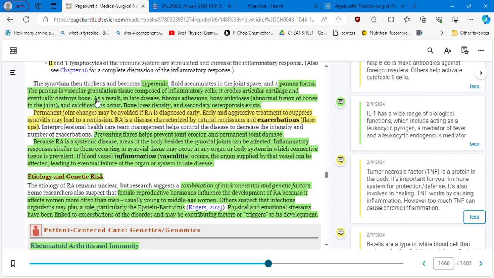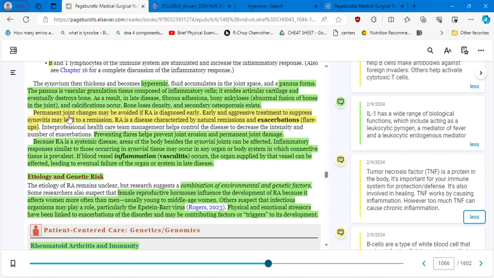Let's stop there. So what happened is, due to this high vascularity, the blood that is getting involved in this particular tissue is blood with a high content of soldiers from the immune system that are attacking. Okay, that is not like a healthy blood and plasma. Too many soldiers are coming that are attacking. So as a result, in late disease, fibrous adhesions, bony ankylosis, abnormal fusion of bones in the joint, as we saw in the video, and calcifications occur. Bone loses density and secondary osteoporosis exists.